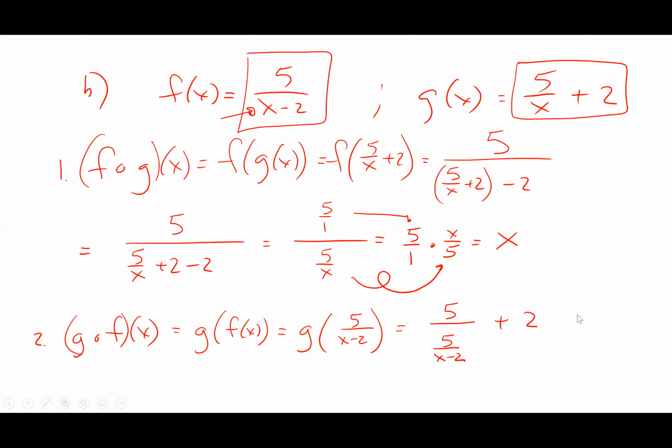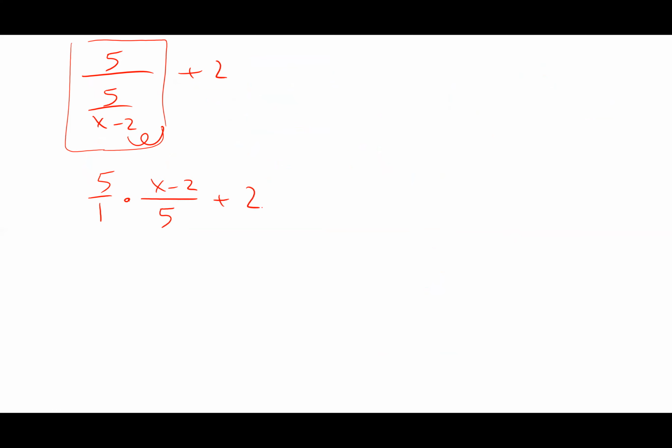Oof. Okay, so I got to deal with this one right here first. So let me rewrite it on the next slide, this x minus 2 plus 2. I'm going to deal with this little piece right here only. This is going to be 5 over 1 multiplied by the reciprocal of this guy coming through. Everybody okay with that change? I changed it from division to multiplication. 5's are gone. I'm left with x minus 2 plus 2, and I get myself the x. So now I know that g undoes the work of f. Now I know these guys are inverses of each other.